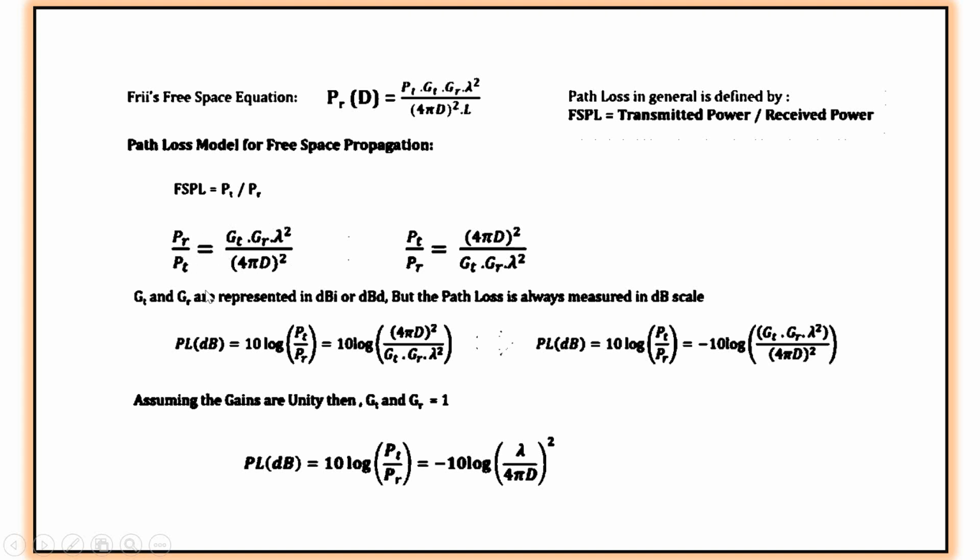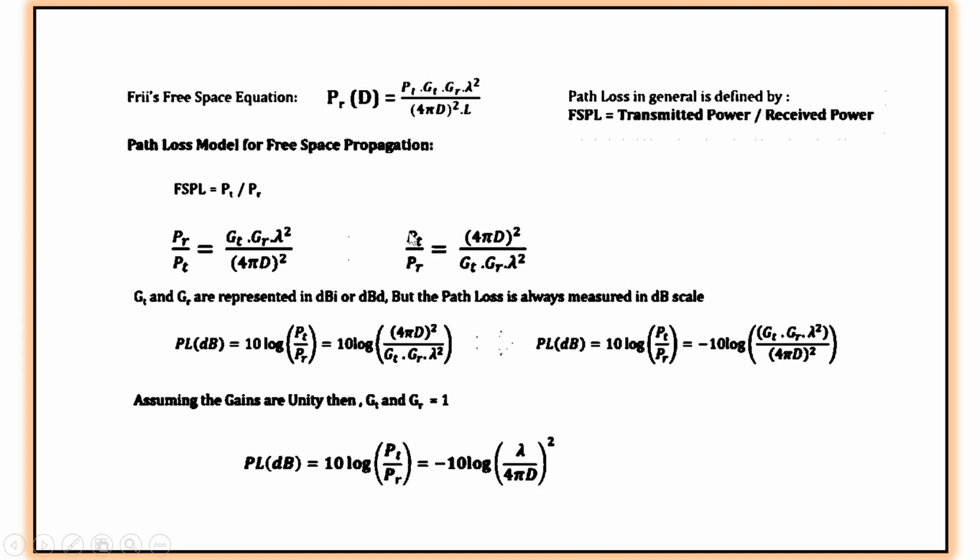Now what I'm going to do, I'm just going to write the reverse of this. So this PT comes up and PR comes down. So just reverse it. PT by PR is equal to reverse of this side. So 4 pi d the whole square divided by GT GR lambda square. So you always consider your gain to be in decibels. Path loss is always measured in decibel scale. So this is the path loss, the free space path loss.